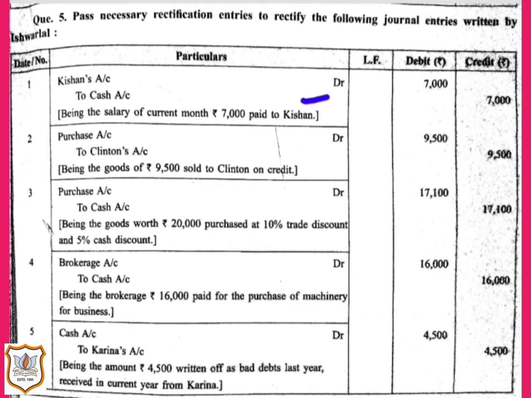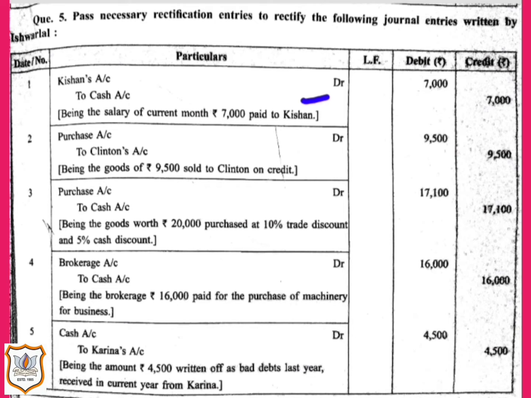That is, do what is correct. What entry should have been passed here? Here, salary account should have been debited. So to rectify the error, first we will apply the principle, that is, do what is correct, and according to that, salary account will be debited, as we know that salary is an expense of business, and as per the rule of nominal account, salary account will be debited.